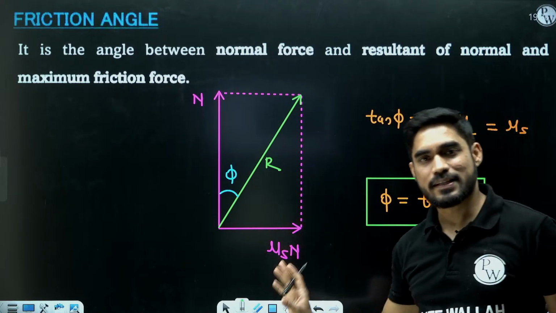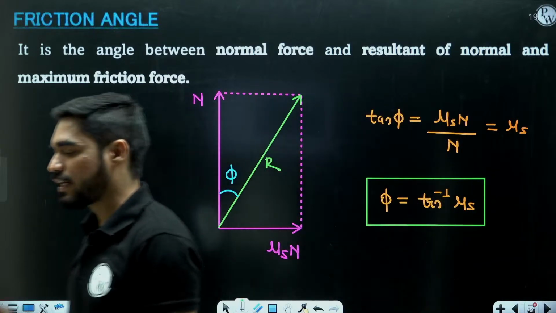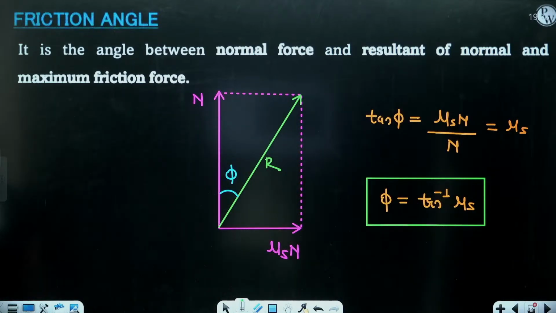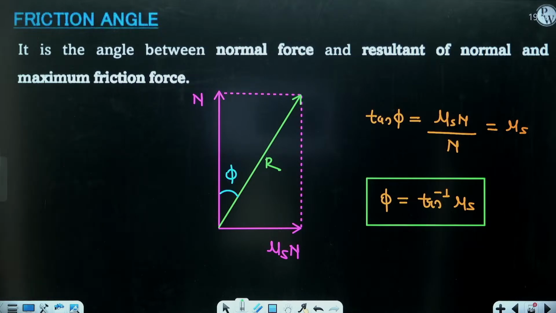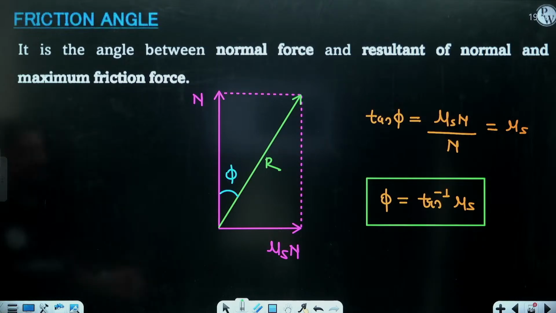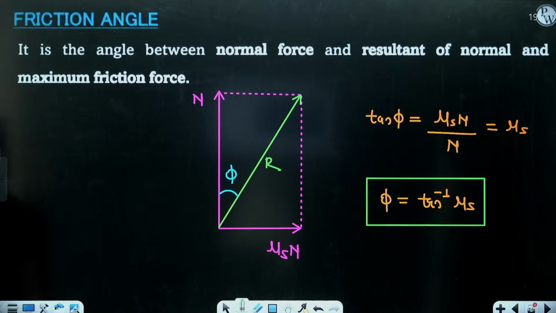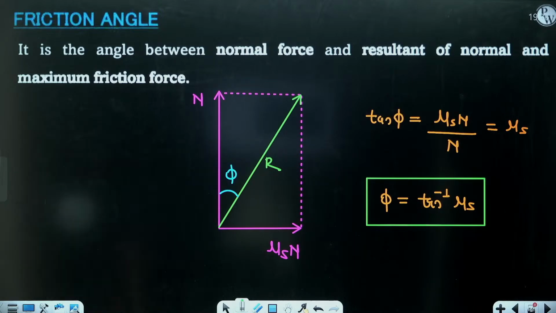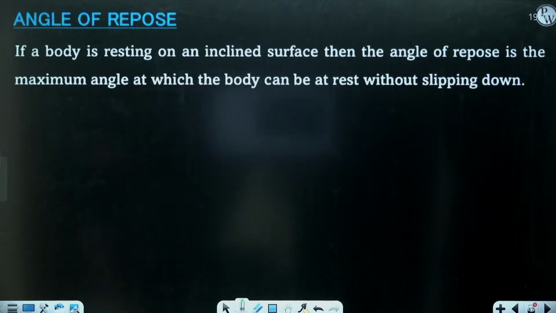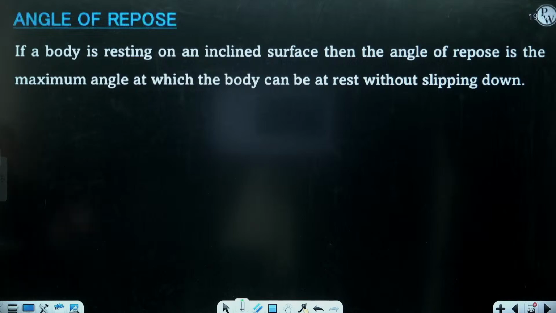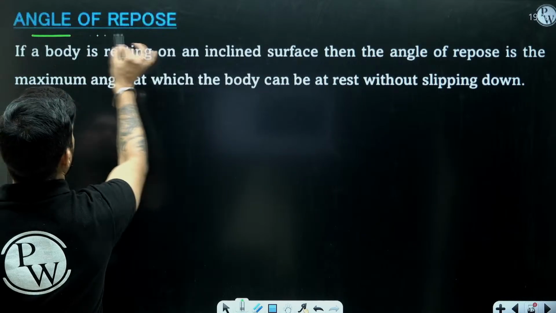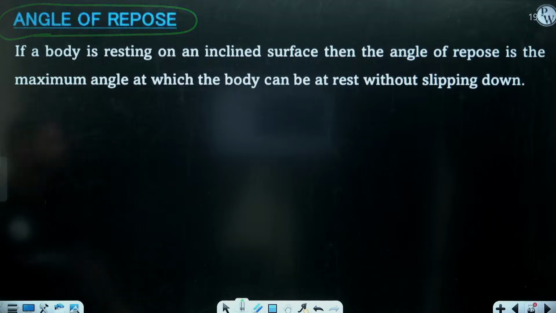So this is a very significant parameter known as friction angle, which is the angle between the normal force and the resultant of the normal and friction force. Okay, let's move on to the next topic, which is angle of repose. Another very important concept. What is angle of repose?